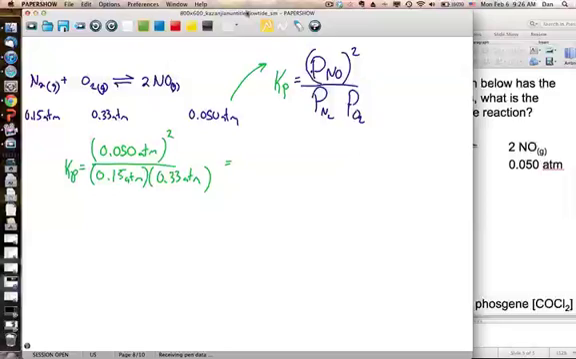We get 5.05 times 10 to the minus 2. Sorry, 5.05 times 10 to the minus 2 as our equilibrium constant, Kp. Pretty trivial. Given equilibrium concentrations, it's just plug and chug.